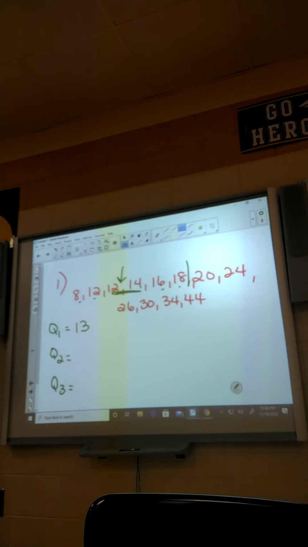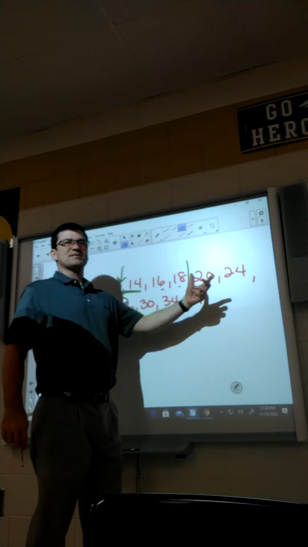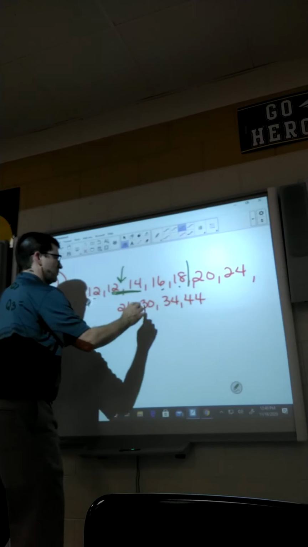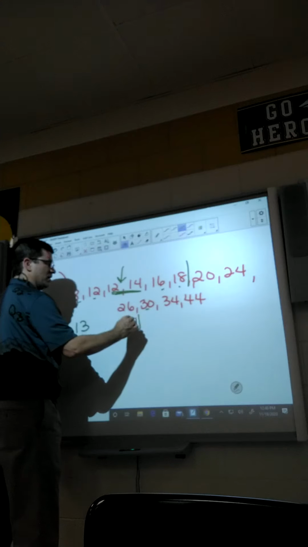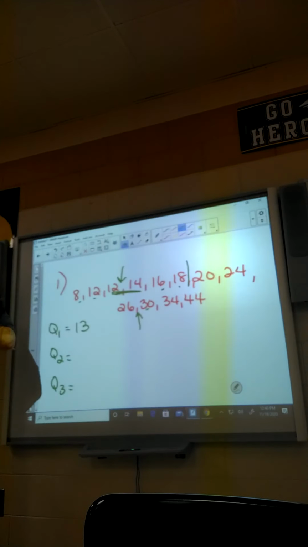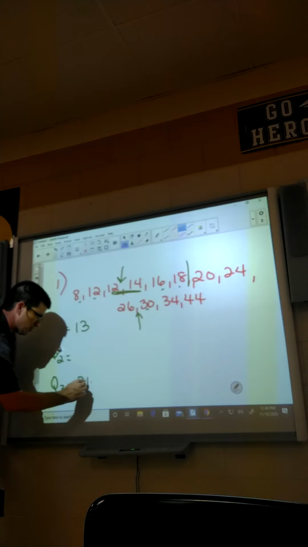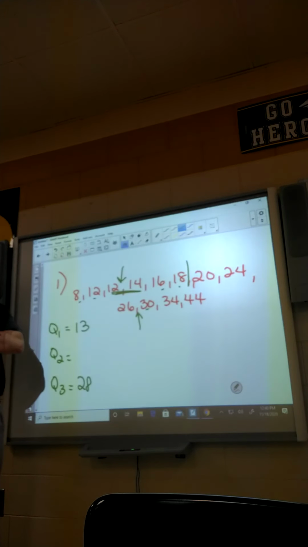All right, now, to find the Q3, you take the middle of the last 6 numbers. 1, 2, 3, 4, 5, 6. It's going to be in between 26 and 30. It's going to be 28. You add them up and divide by 2. That's the Q3. Does anybody remember what's the Q2? The first two numbers divided. No, add together and divide. That's something else we're going to do.